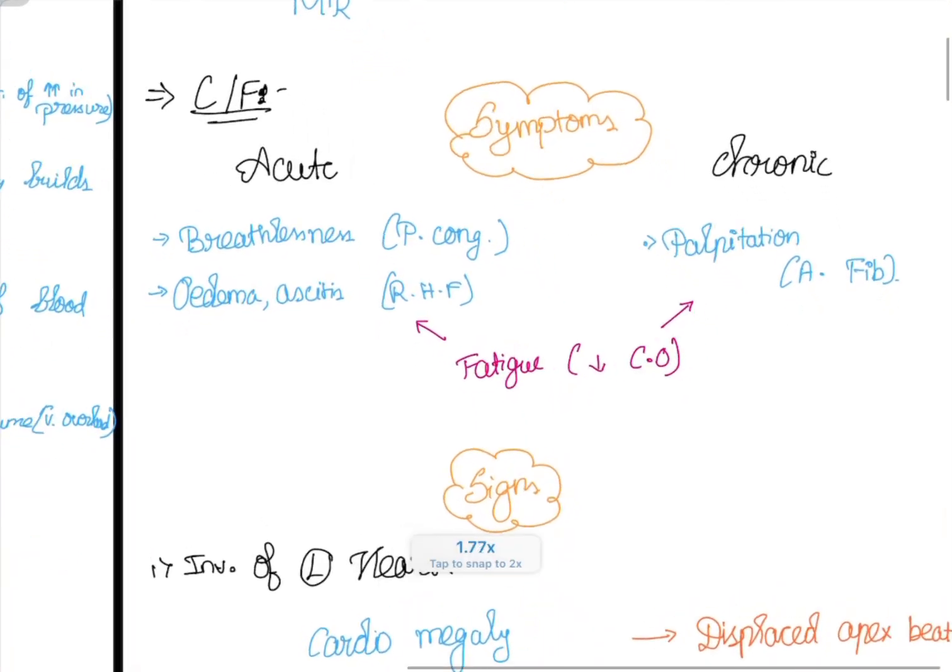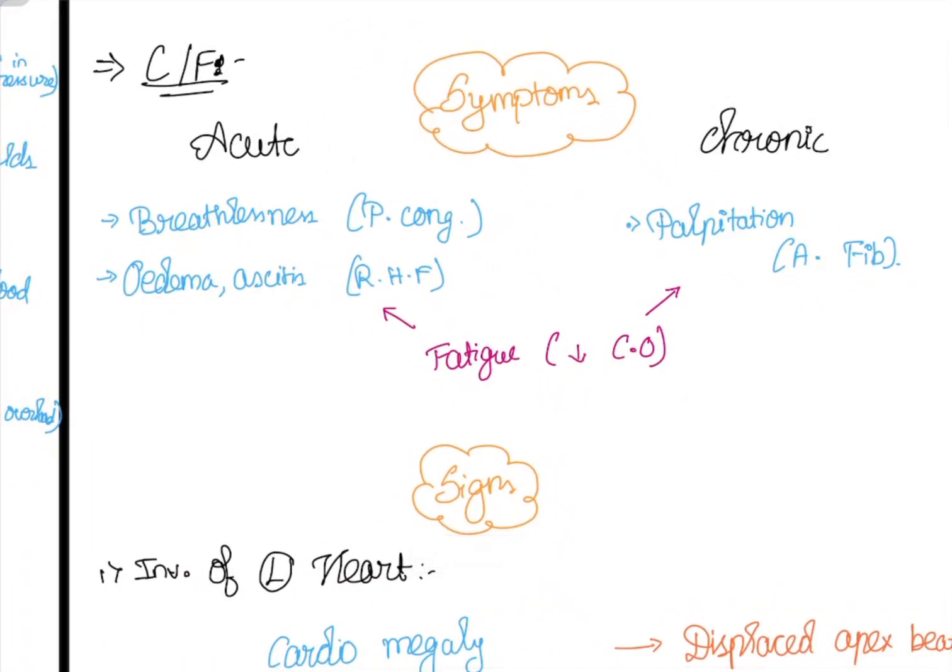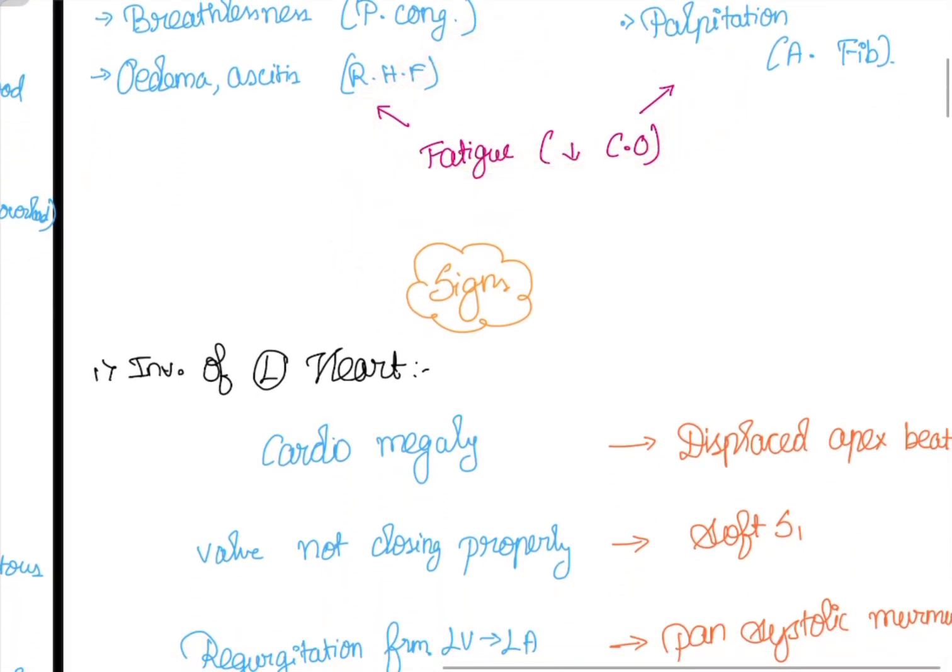Moving on to clinical features. First we see the symptoms. Symptoms also we can divide into acute and chronic. In the chronic condition, only palpitation is seen due to atrial dilation, which results in atrial fibrillation. But in the acute condition, there is pulmonary congestion which results in breathlessness, and right heart failure which results in edema and ascites. But due to decreased cardiac output, in both chronic and acute conditions, fatigue is a common symptom. Okay, moving on to the signs.